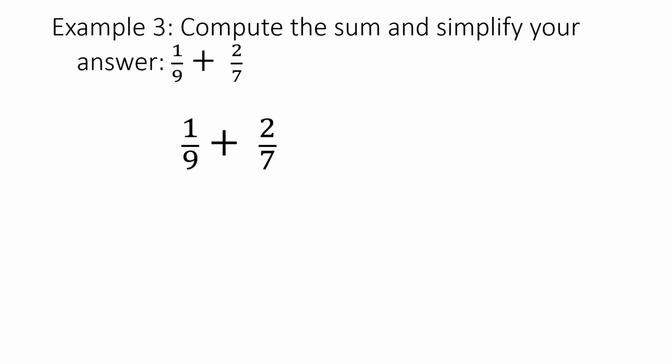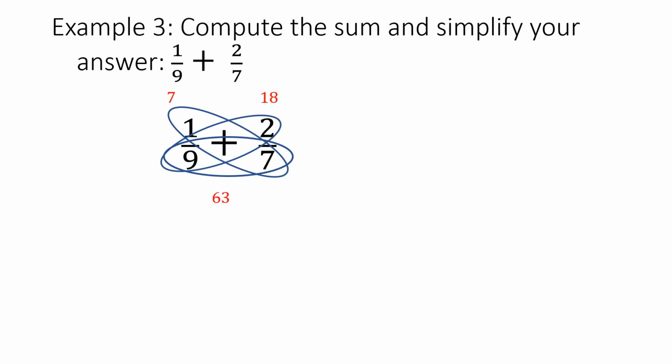And so what I'm going to do is first multiply across the diagonals. So I'm going to start with the first diagonal here, 1 and 7. I'm going to multiply those two numbers and I get 7. And then I'm going to go across my other diagonal, 9 times 2, and I'm going to get 18. And then I'm going to multiply the bottom numbers, 9 times 7, and I get 63. And so all this is going to translate to is 7 plus 18 all over 63.